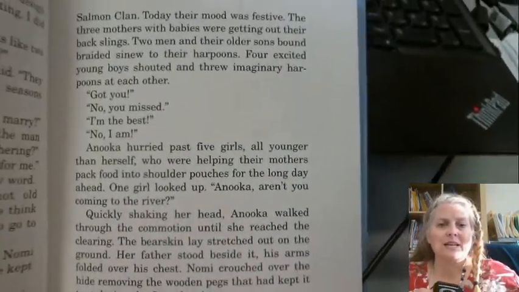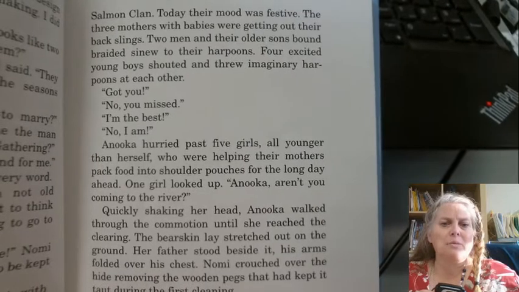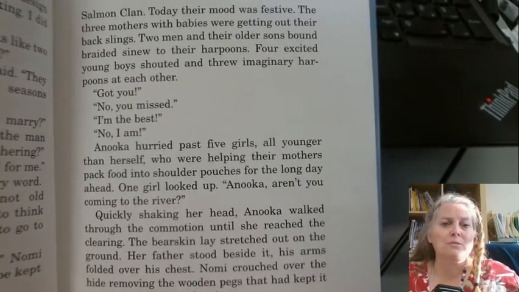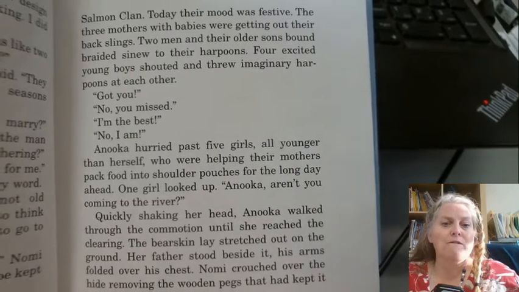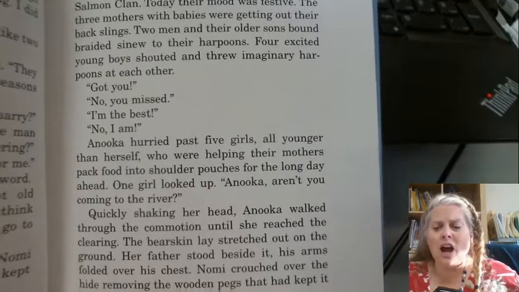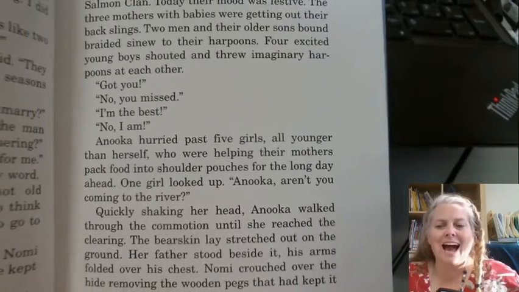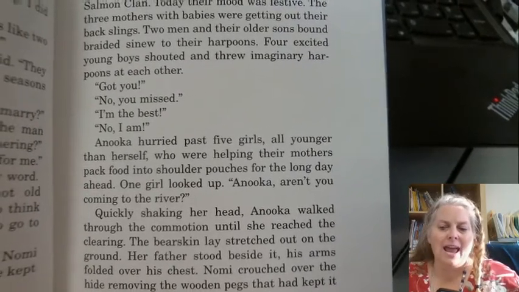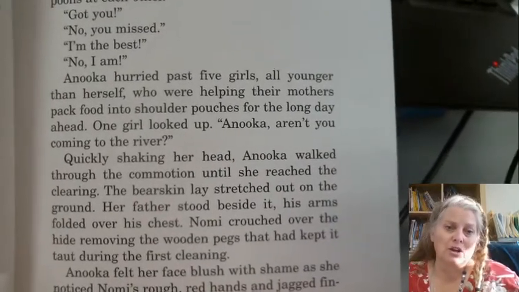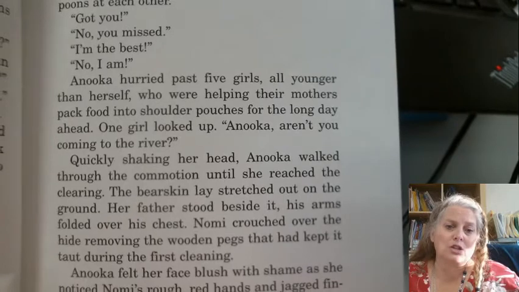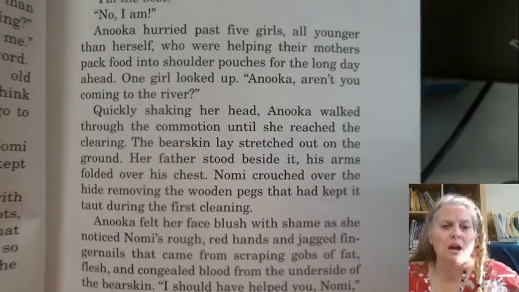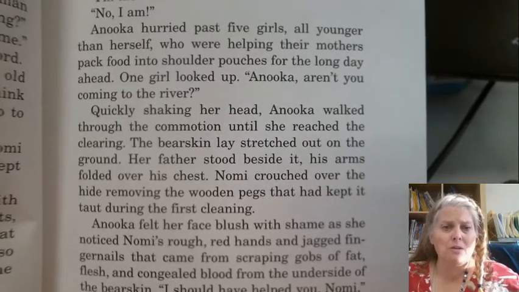Today their mood was festive. The 3 mothers with babies were getting out their black slings. 2 men and their older sons bound braided sinew to their harpoons. 4 excited young boys shouted and threw imaginary harpoons at each other. "Got you!" "No, you didn't!" "I'm the best!" "No, I am!" Anouka hurried past 5 girls, all younger than herself, who were helping their mothers pack food into shoulder pouches for the long day ahead. One girl looked up. "Anouka, aren't you coming to the river?"